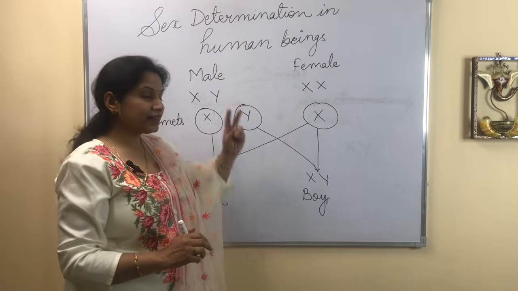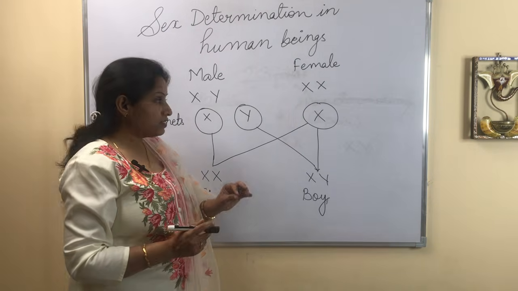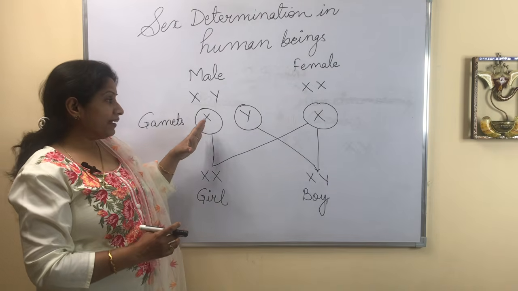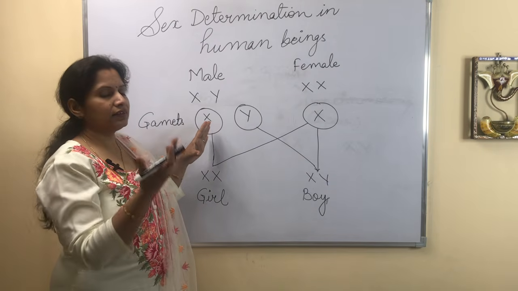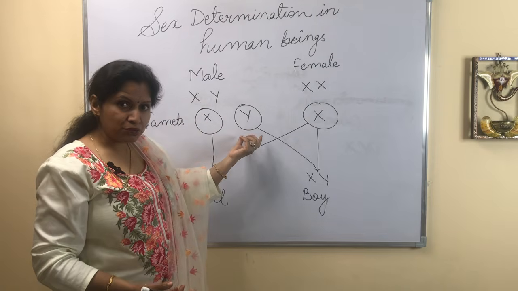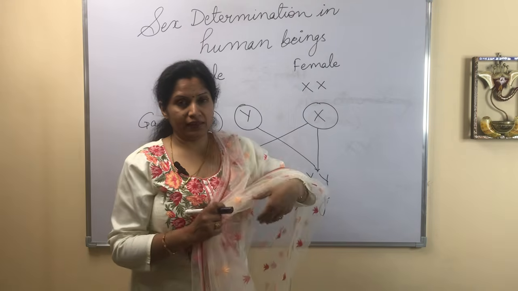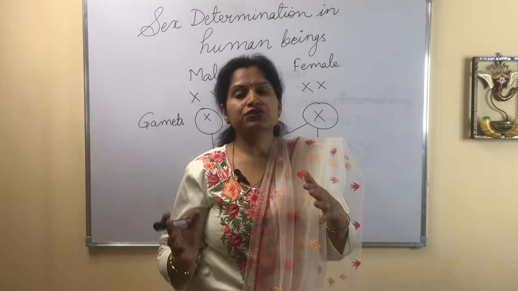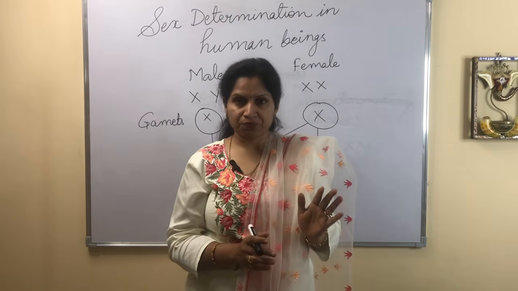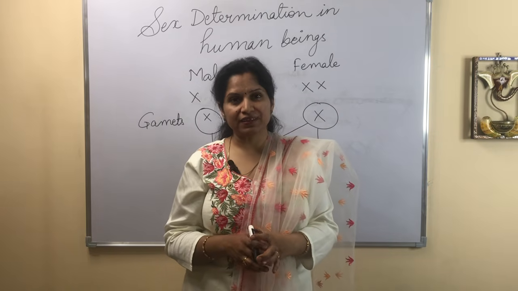Second important conclusion from this is that the sex of the baby depends on the father only, because if the sperm containing X chromosome fertilizes, then the baby is going to be female. If the sperm containing Y chromosome fertilizes the egg, then the baby is going to be a male, a baby boy. So the gender of the baby totally depends on the father only. Okay, so that was all about sex determination in human beings.